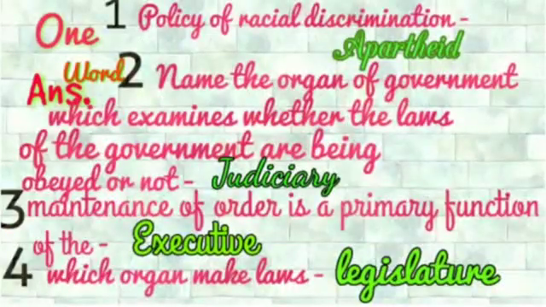Now children, today's homework. We'll start with the one-word answers. Policy of racial discrimination, that is apartheid. Second is name the organ of government which examines whether the laws of the government are being obeyed or not. That organ is the judiciary. Third is maintenance of order is a primary function of the executive. Which organ makes laws? That is legislature.